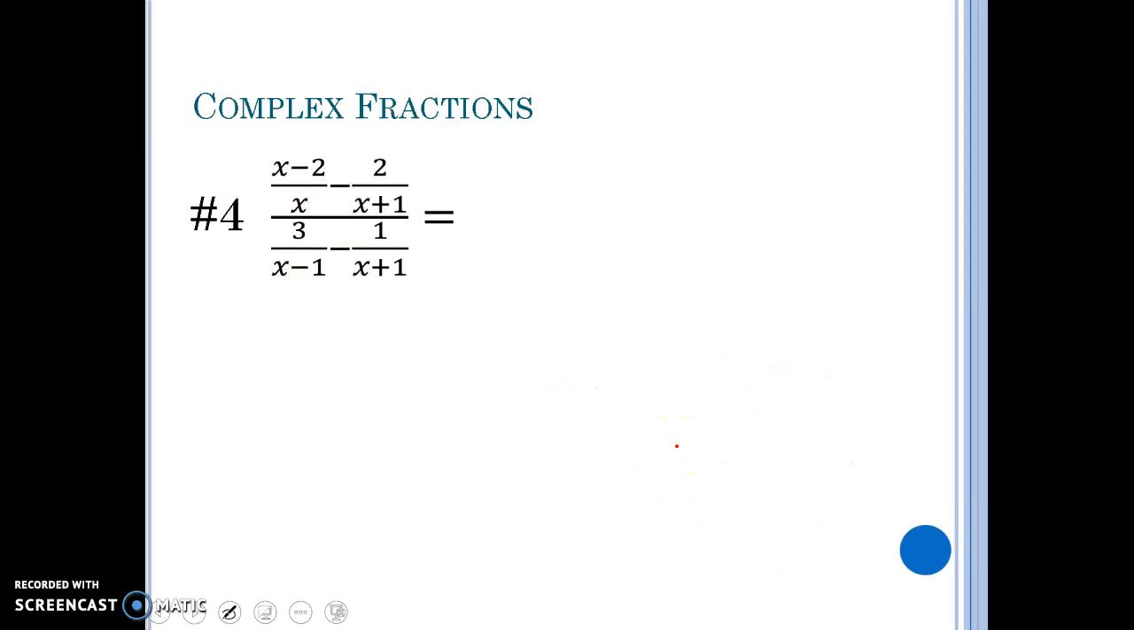One more problem here. Let's take a look at this complex fraction. This is about as complex as it's going to get.